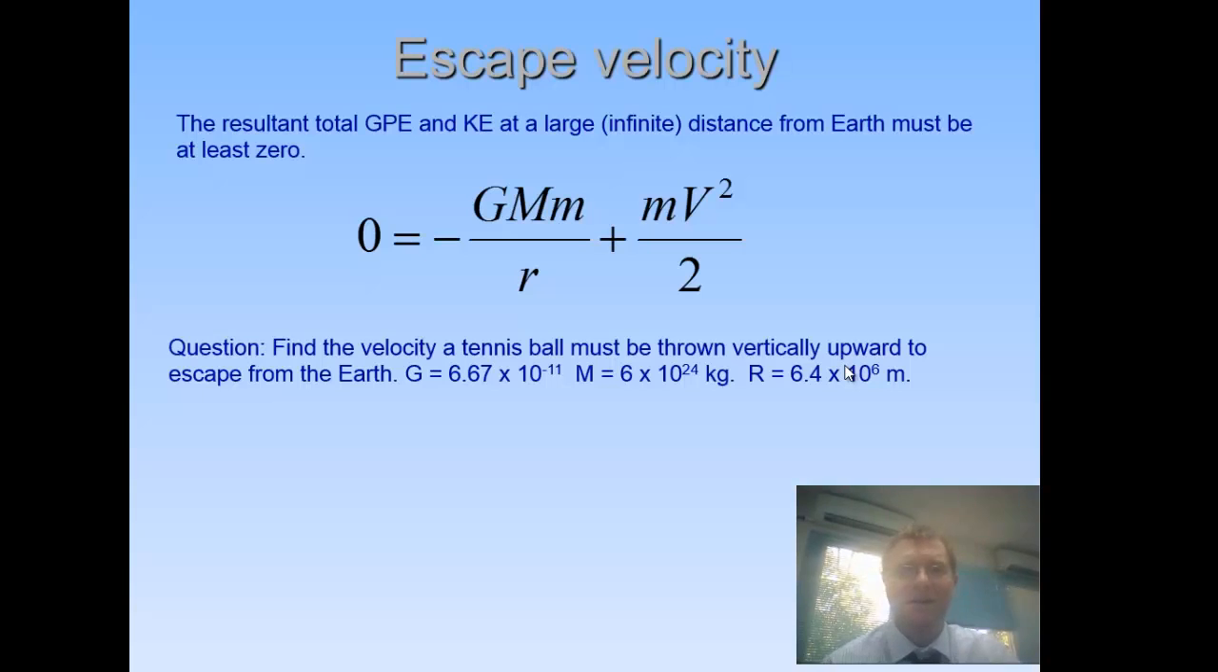Let's give it a go. Here's a problem. Find the velocity at which a tennis ball must be thrown vertically upward to escape from the Earth. Well, we recognize that for the Earth, G is 6.67 times 10 to the minus 11, mass equals 6 times 10 to the 24 kilograms, and the radius is 6.4 times 10 to the 6. So, assuming you came up with a sensible number for the mass of a tennis ball, you should have worked out it needs to be sent up at 11 kilometers per second.